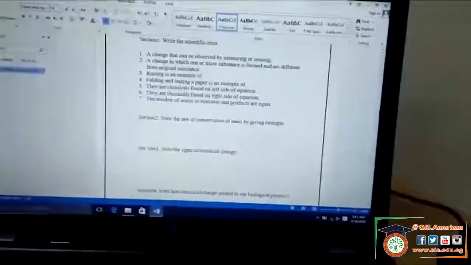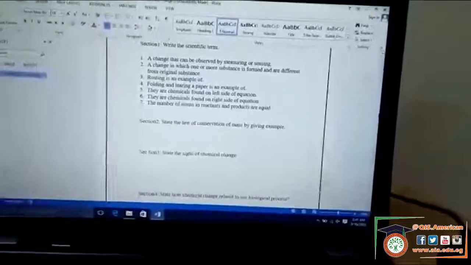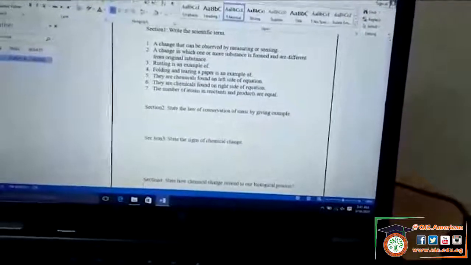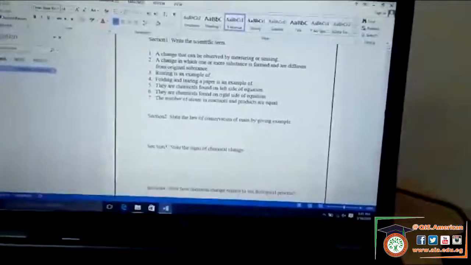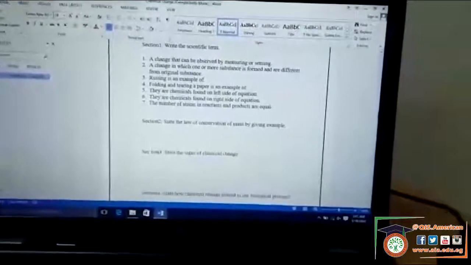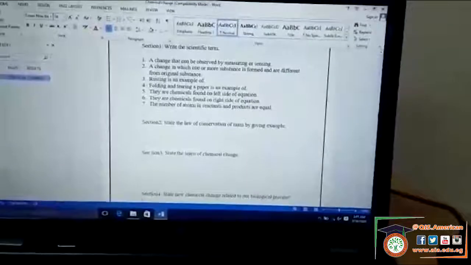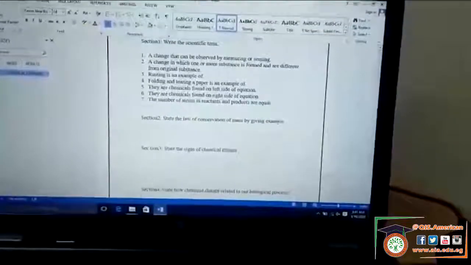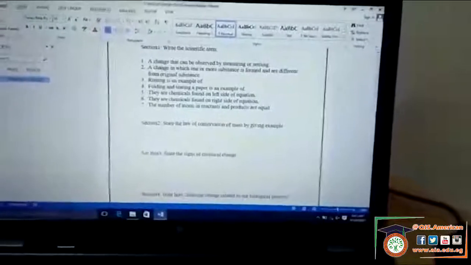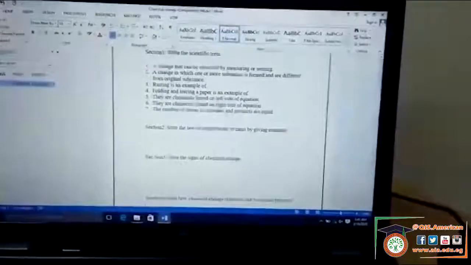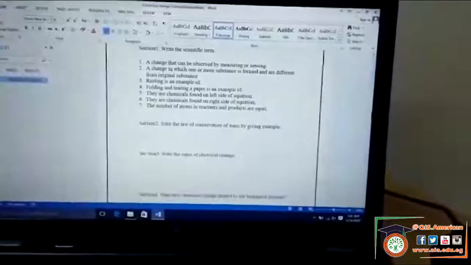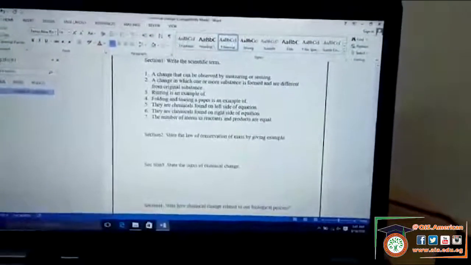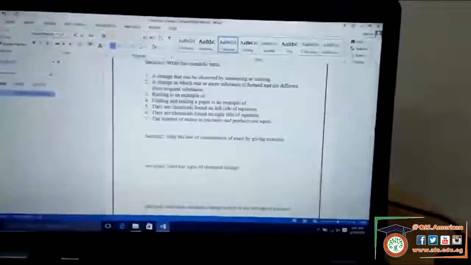So we have three signs now: the change in the color, the bubbles, and odor and taste. Also, if we have a candle and I light it, what will happen? It gives us heat and light. Heat and light. So now we have five signs of chemical change. Number one, bubbles. Number two, color, odor and taste, light and heat.